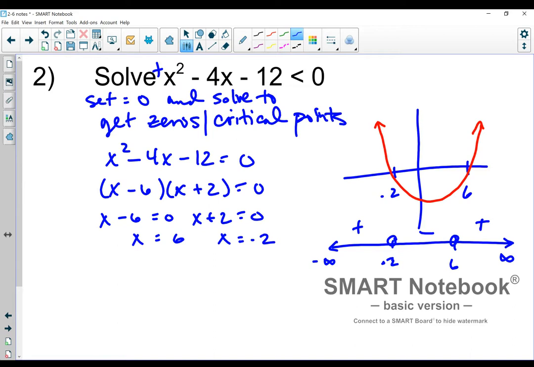So if they're asking me when this function is less than 0, they're really saying, when is f of x less than 0? Well, it's less than 0 between the -2 and the 6. So in interval notation, that would be (-2, 6). So remember, our interval notation is always telling us the beginning and the end of the x where something's happening, right? It's telling us where on the x is our y less than 0. That's what we're showing right now.